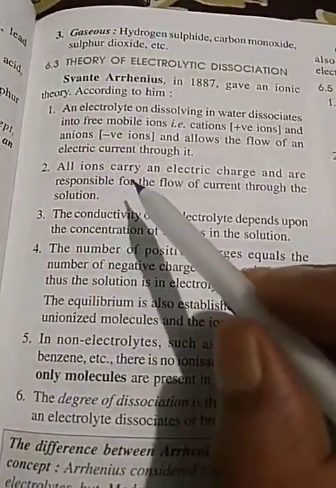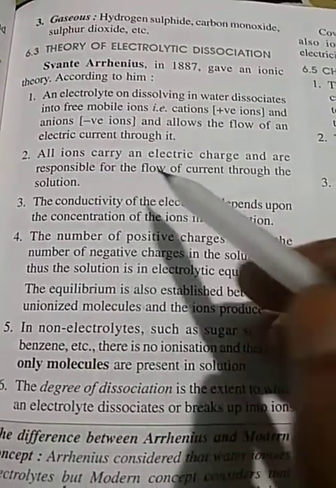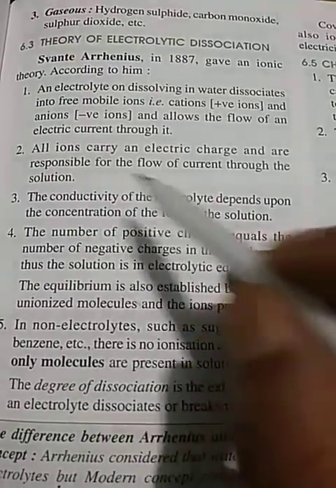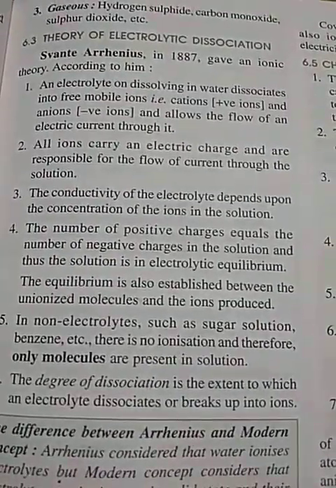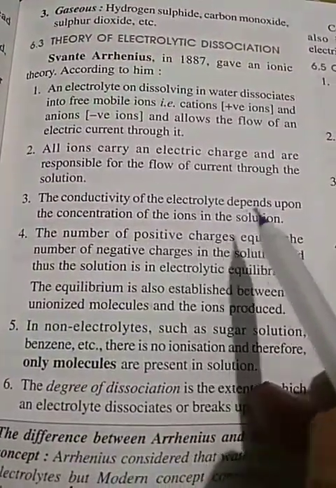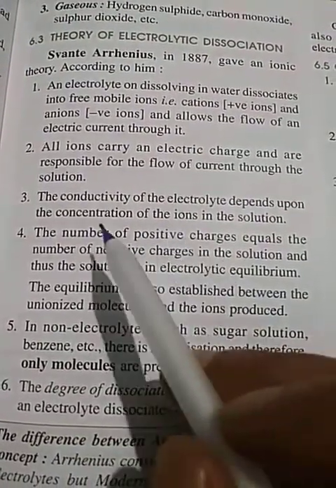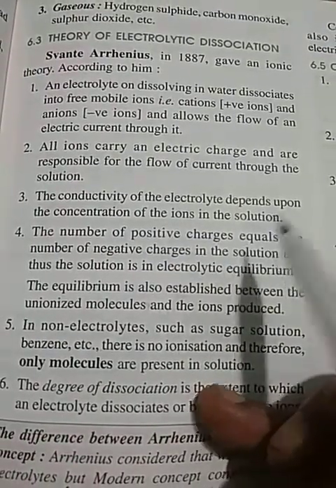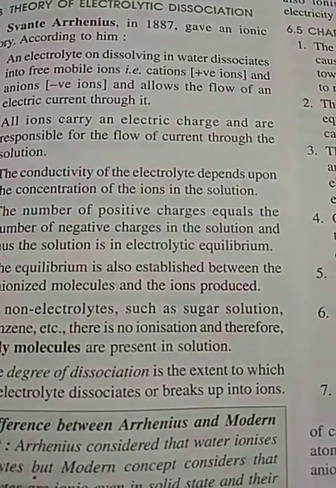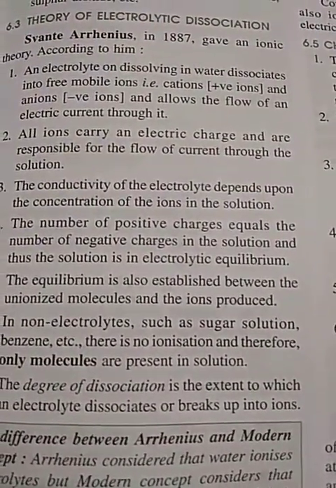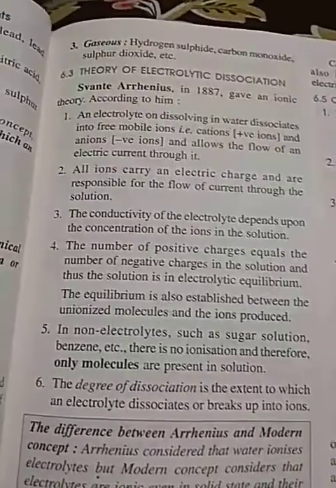So all the ions carry electrical charge. If they are cations, they carry positive charge. If they are anions, they carry negative charge. And these charges are responsible for the flow of electric current in the solution. The conductivity of an electrolyte depends upon the number of ions, the concentration of ions present in the solution. Less is the concentration of ions, less will be the flow of current, and if more is the concentration of ions, more will be the flow of current.